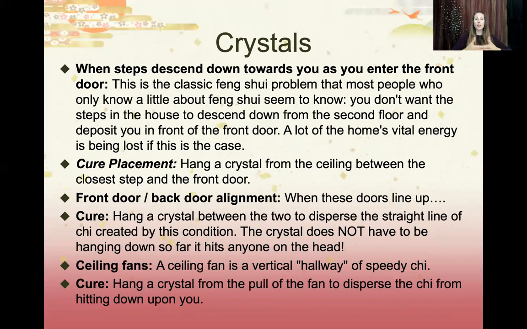If your front door and back door are in alignment, so a lot of times that'll be the same, or sometimes people's front door and a window are directly in a line, we want to hang a crystal between the two to disperse the straight line of chi created. So again, the crystal doesn't have to be hitting us in the head. And if it's a door and window scenario, you can get really beautiful stained glass that you can put on the window that's going to stop that chi. So it's a variation from the crystals, but very effective.